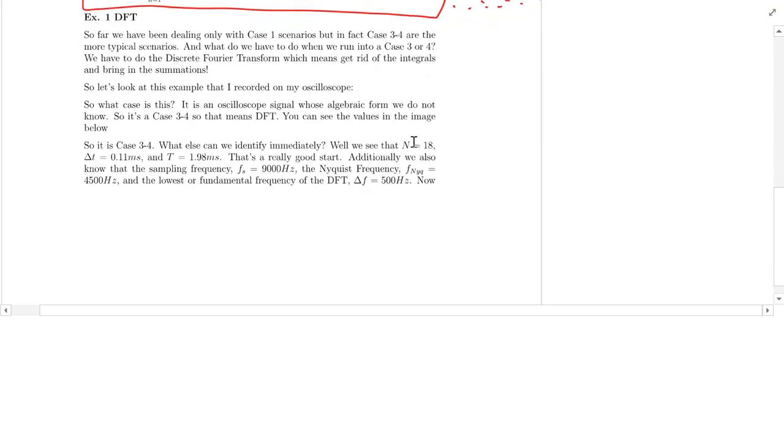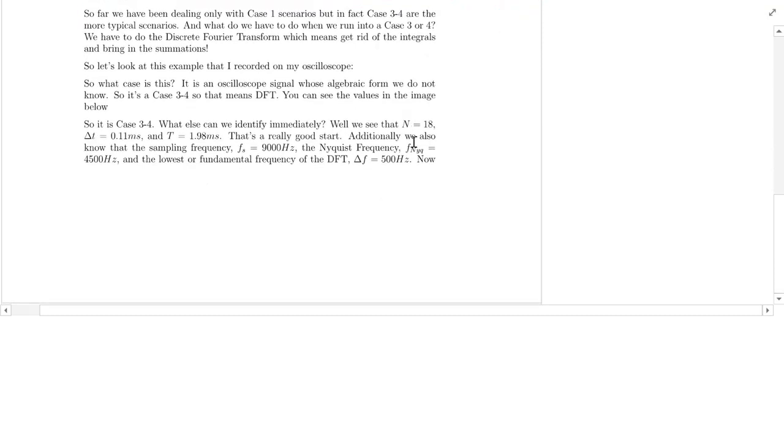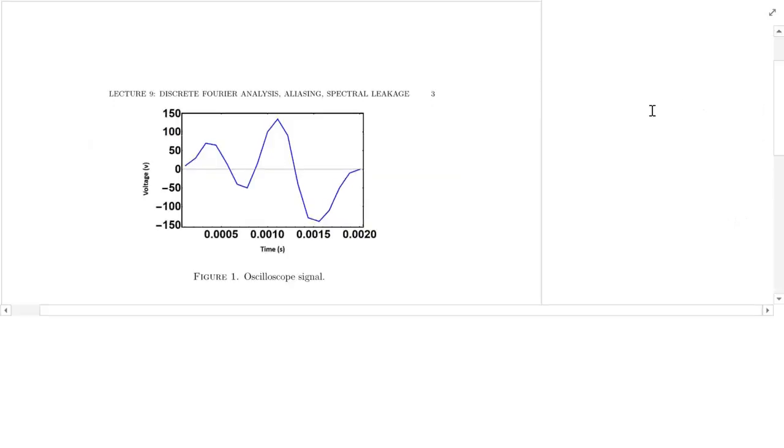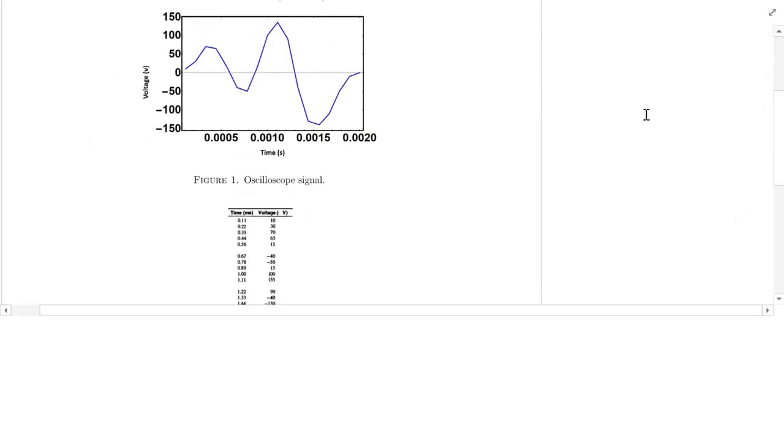So let's look at the following signal that we have here. Right now, we are going to go on to the next page. So this is my signal. This is the graph here, and then down below, those are going to be the actual points that we're given. So how are we going to work with this sample?